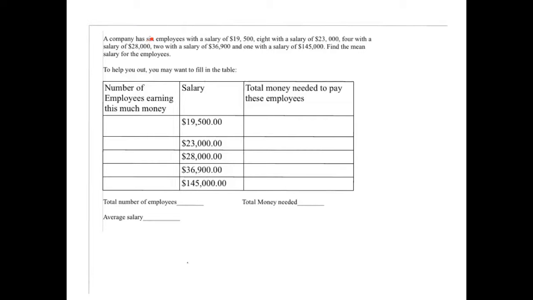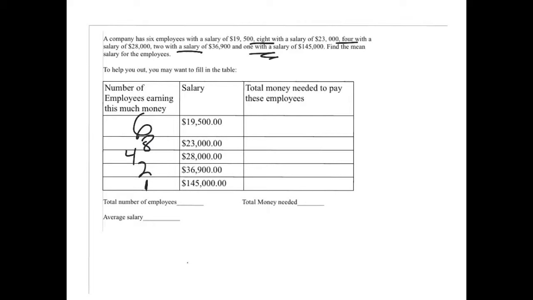I see 6 employees that make 19.5, so I'm going to write 6 there. I see 8 employees that make 23,000. I see 4 employees that make 28,000. I see 2 that make 36.9. And I see the boss makes 145,000.